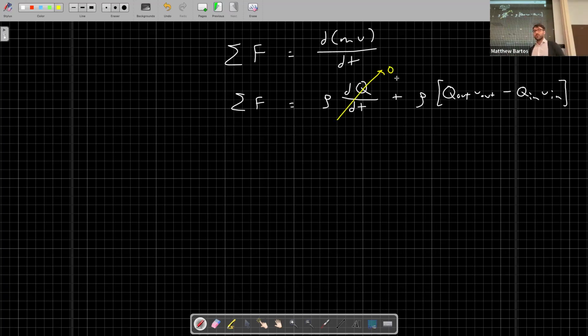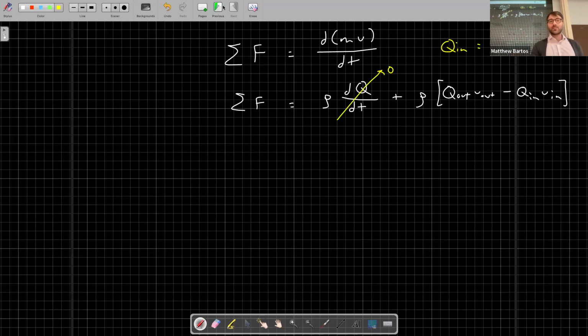Let's think about the different terms in this equation. Okay, so Q out and Q in, are they the same or different? Q in is equal to Q out. What about U in and U out? Are they the same or different? They're different? Okay, so why are they different? There's a difference in the pressure.